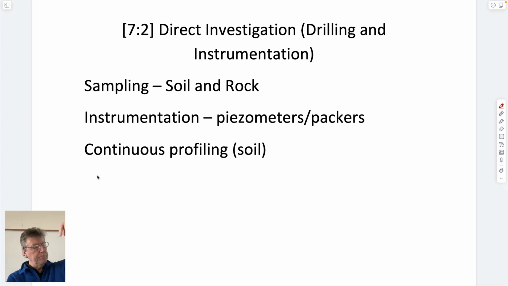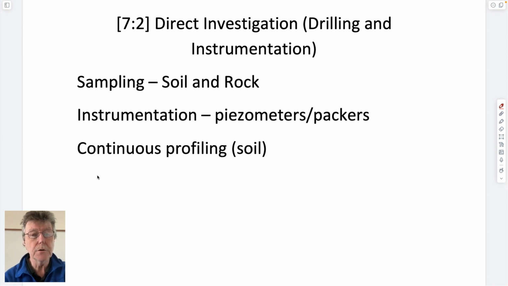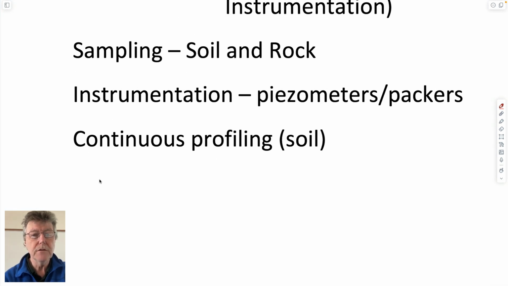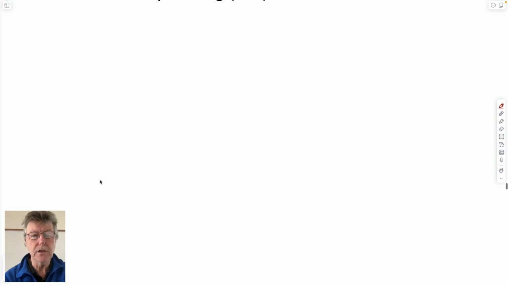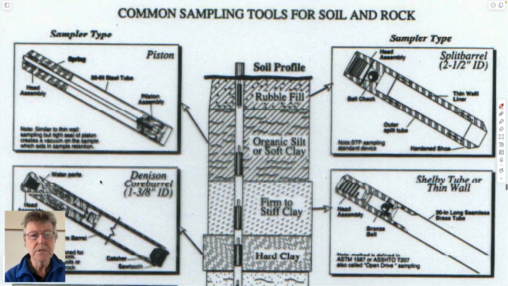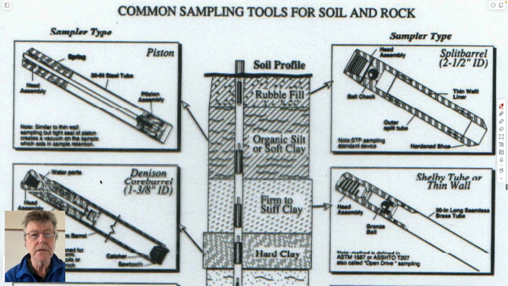And also perhaps, not now such a new method, continuous profiling, which is a method by which you can just push a penetrometer directly into the ground and use the force that you have to push it with, along with the pore pressures that you develop at the tip of it, to be able to say something about what's in the subsurface without actually sampling it. And so we'll talk about each of these in turn. And we'll have some eye candy by looking at some materials. So, talk about sampling in rock and soil.